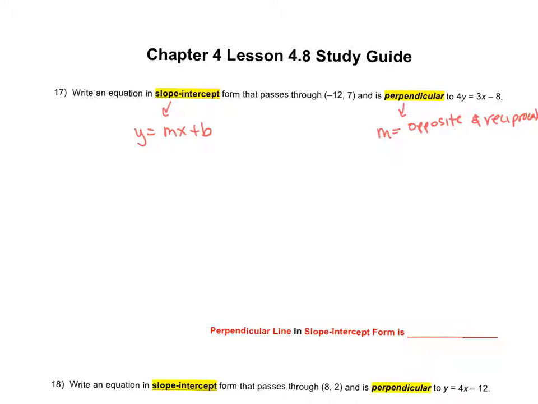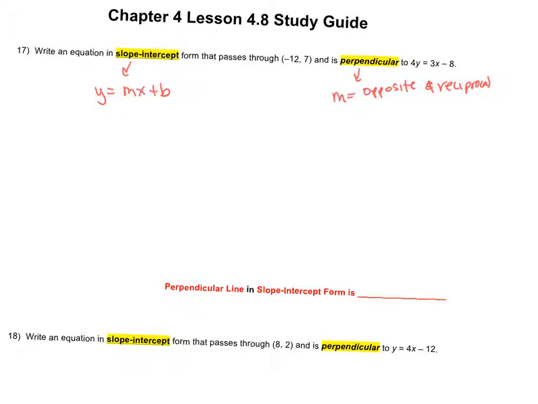So if I'm asked to find an equation of a line that is perpendicular to 4y equals 3x minus 8, that means that the first thing I need to do is look at this line and try to find the slope. Well, that line is currently not properly written in slope-intercept form to make it easy for me to see what the slope is. If I took this equation, what would I do so that I could put it in y equals mx plus b?